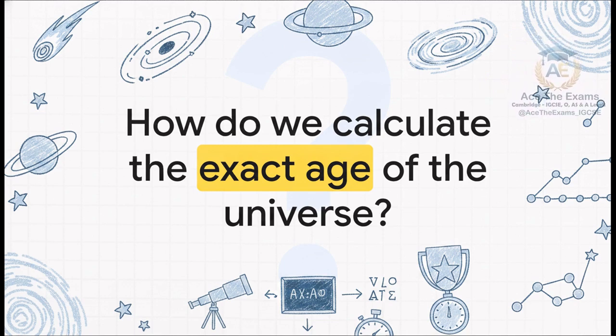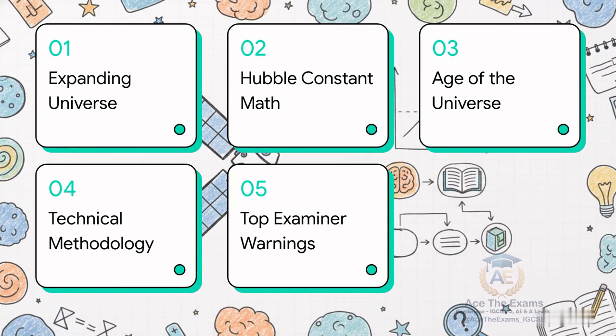Listen to me carefully. To get that A-star, you must execute a perfect tactical maneuver. You have to demonstrate your deep understanding of the cosmos, but you have to do it while strictly, and I mean strictly, adhering to the technical assessment objectives of the exam. You have to play the examiner's game. Here is our flight plan for today. We'll start with the expanding universe, move into the Hubble constant math, calculate the age of the universe, break down the technical exam methodology, and finish up with top examiner warnings.